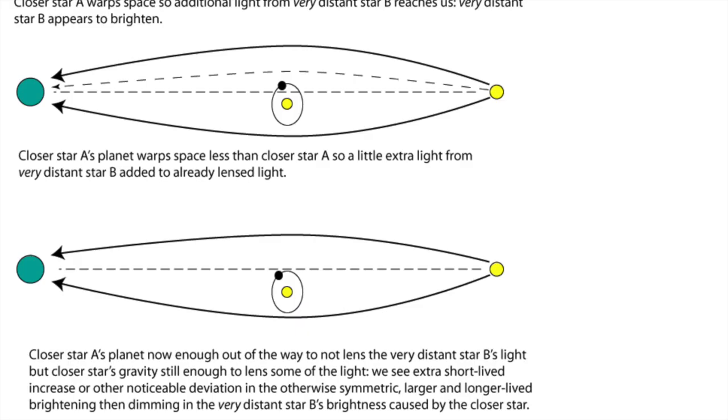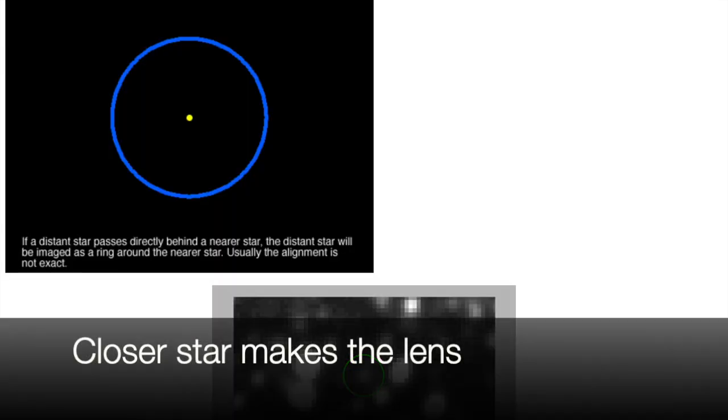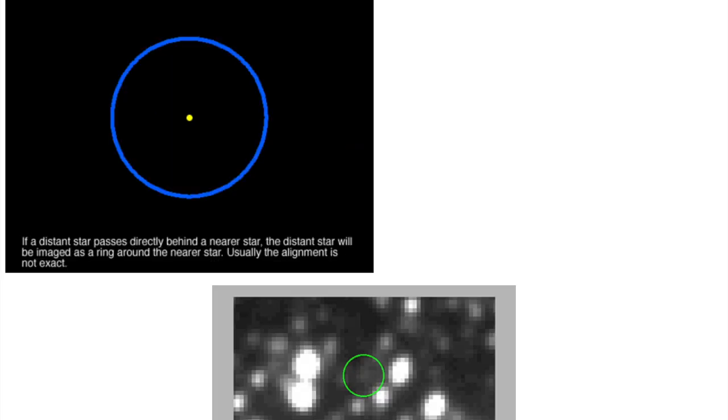If one star passes in front of a more distant star, the distant star's light can be magnified by the foreground, closer star's warped space-time, by the closer star's gravity. As the closer star moves in front of the more distant star, you will see a rise in the brightness of the more distant star. As the closer star moves away from the more distant star, you will see a drop in the brightness of the more distant star. This takes place over several weeks to a few months' time.